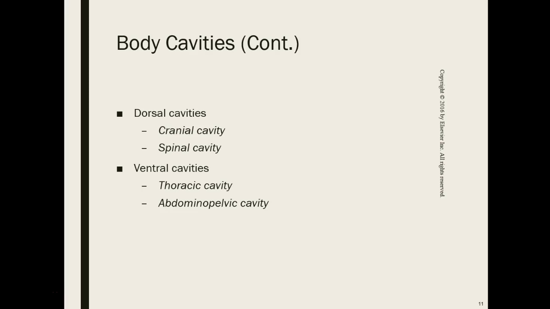So now we'll get into body cavities. The two main components of the body are going to be the dorsal cavities and the ventral cavities. So if we think back to those medical terms that we just learned about, the dorsal cavities are going to be posterior. So that's the cranial cavity and the spinal cavity. Ventral cavity is going to contain the thoracic cavity and the abdominal pelvic cavity. Those are both located in the torso or the trunk.